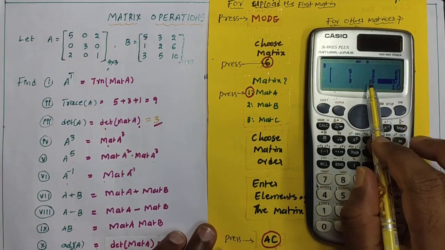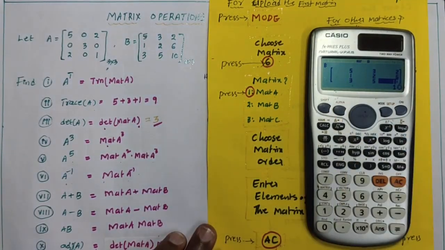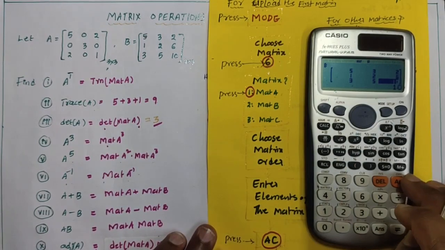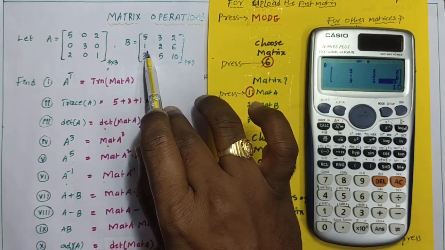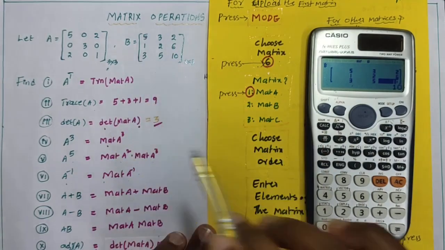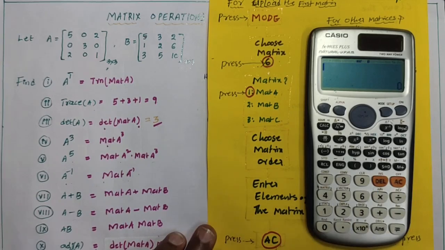I have entered the data of B on the mat B. Now I am pressing the button AC. Now I am verifying whether these values are correct or not. 5, 3, 2, 1, 2, 6, 3, 5, 10. Right, correct. Now I am pressing the button AC. Now this matrix is stored on mat B.